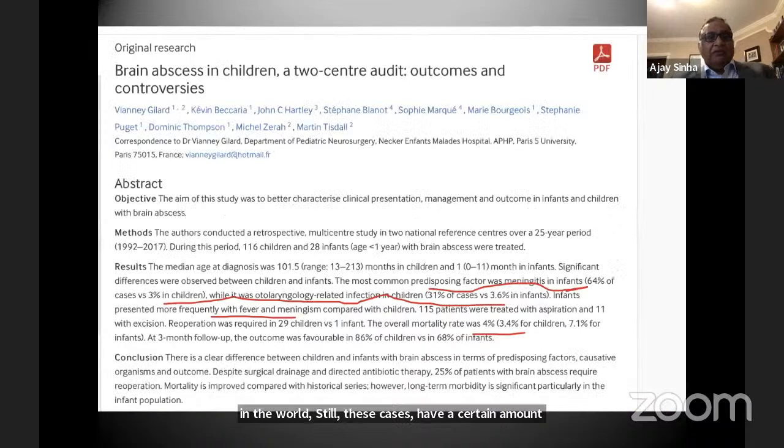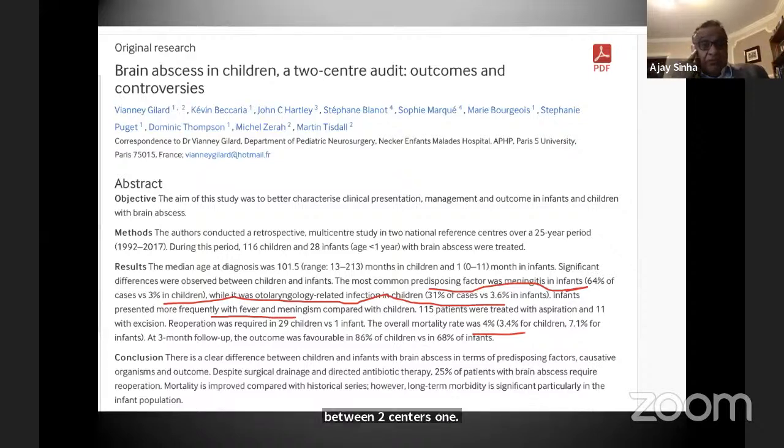And the next paper is a nice study done between two centers, one in the UK at Great Ormond Street, and the other from Michel Girard's team, the late Michel Girard's team from Necker in Paris. They looked at their 25-year experience, and it's a massive series. This contains 116 children and 28 infants collected over a 25-year period. And they found that in most of the cases, in children, neonates and infants, the main source of infection spread is through hematogenous causes.